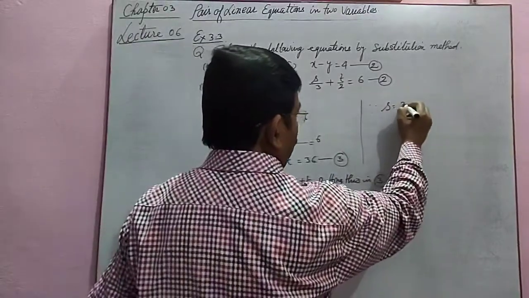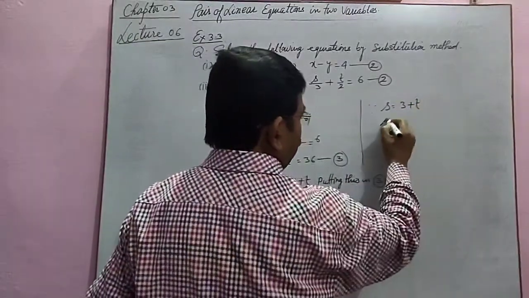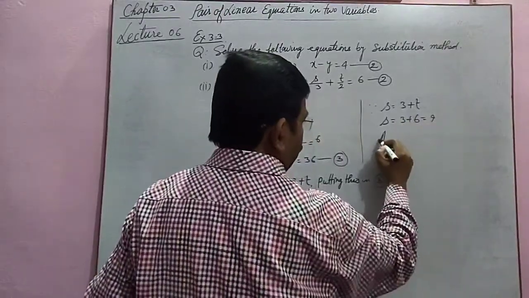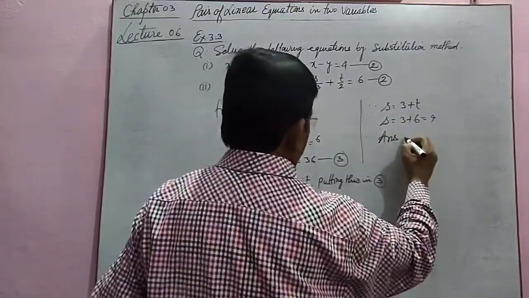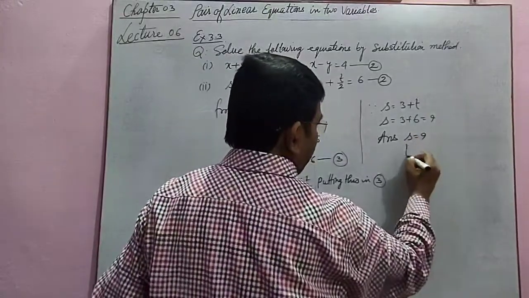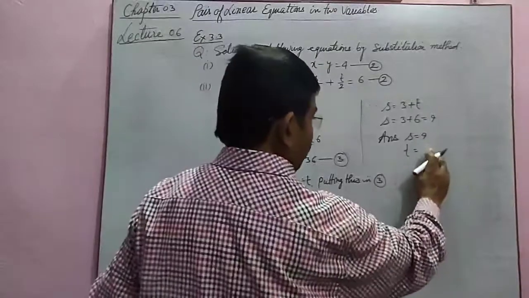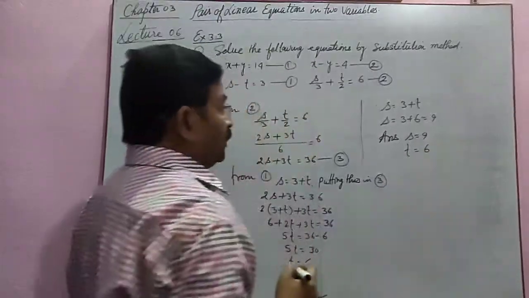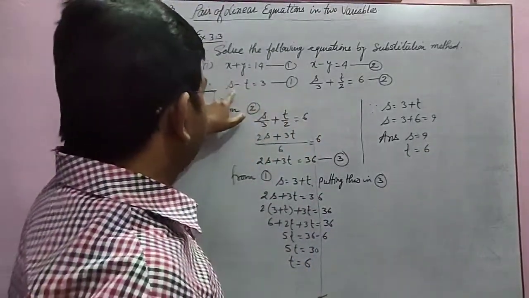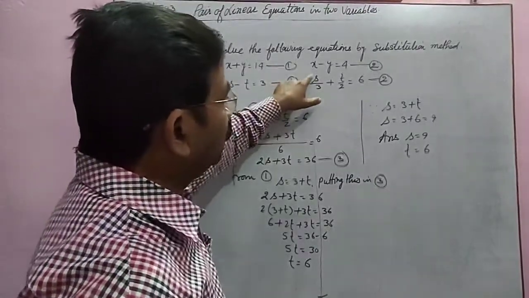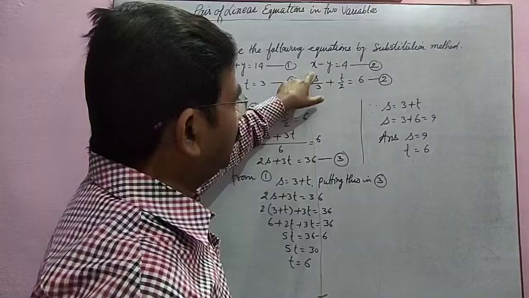Since s is equal to 3 plus t, s is equal to 3 plus 6, which is equal to 9. So the answer is s is equal to 9 and t is equal to 6. You can check your answer here. s minus t is equal to 9 minus 6, which is equal to 3. Here you can put s is equal to 9, so 3 3s are 9.